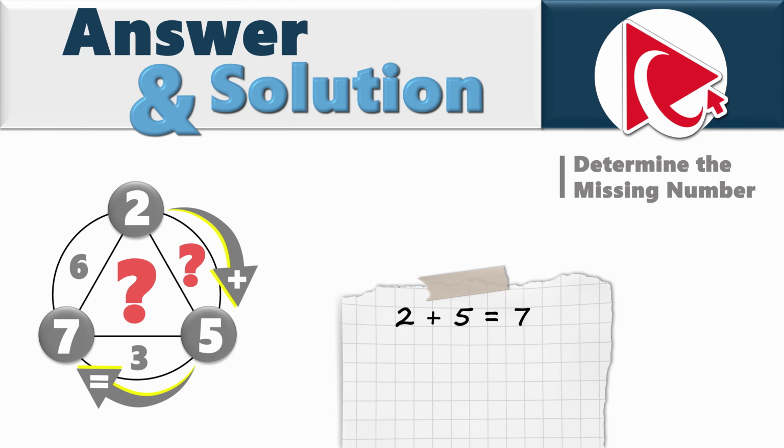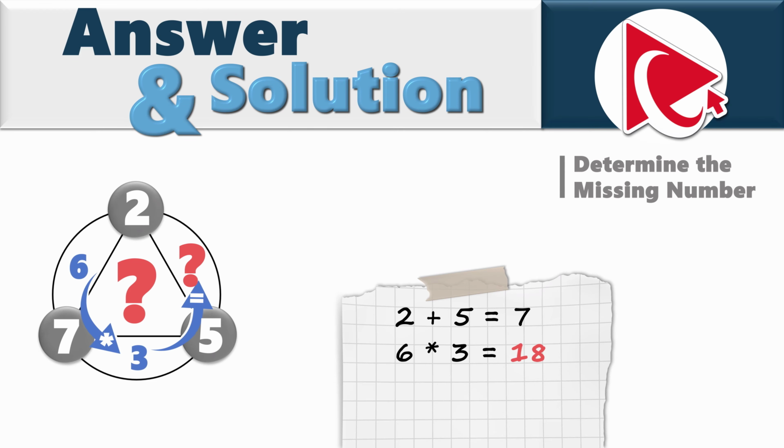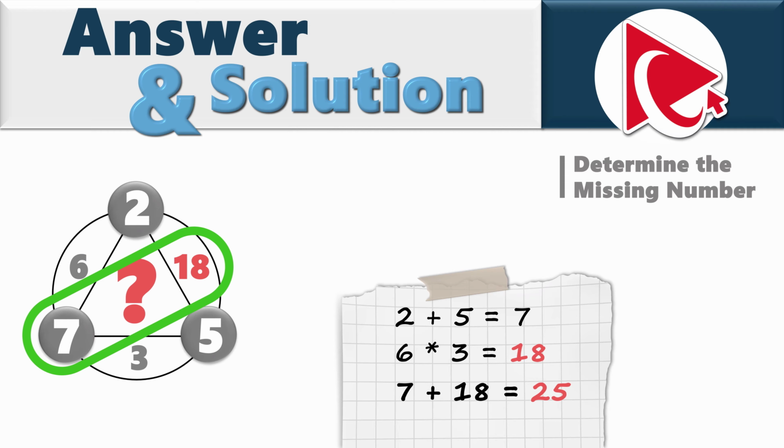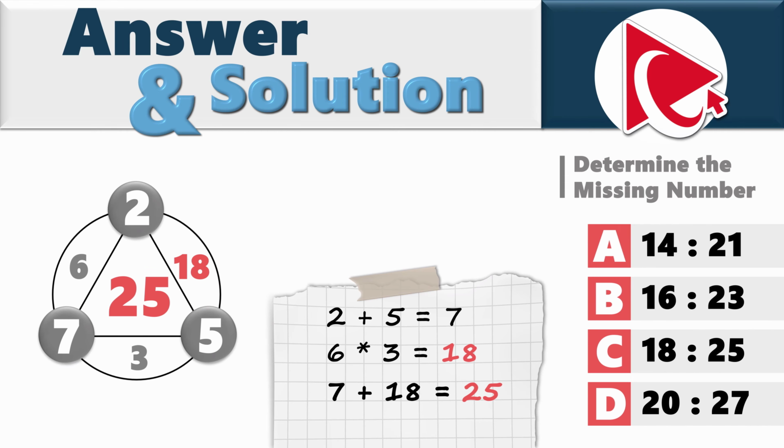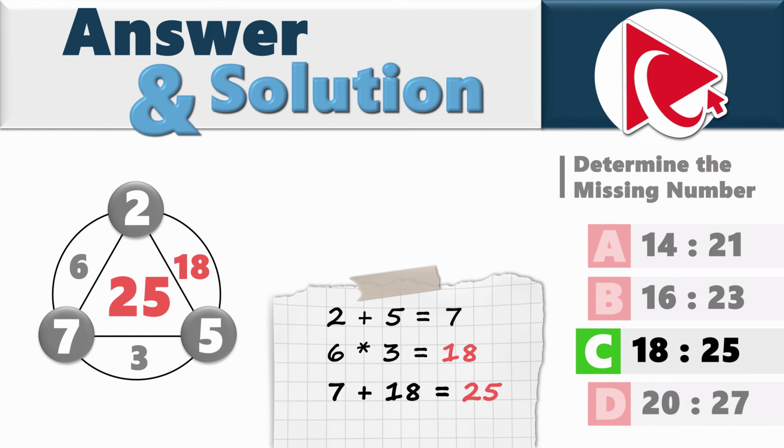2 plus 5 equals 7. These are the calculations in small circles. 6 multiplied by 3 equals 18. These are the calculations inside the large circle. And 7 plus 18 equals 25. So the correct answer here is choice C, numbers 18 and 25.